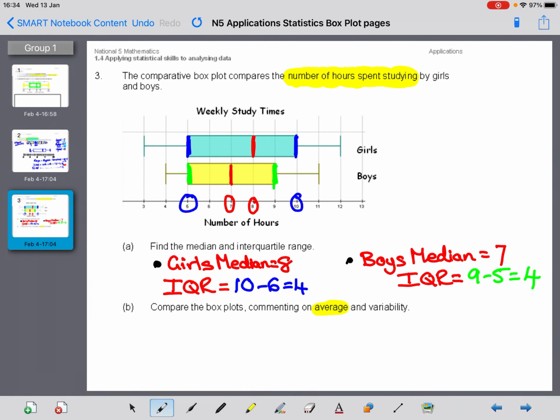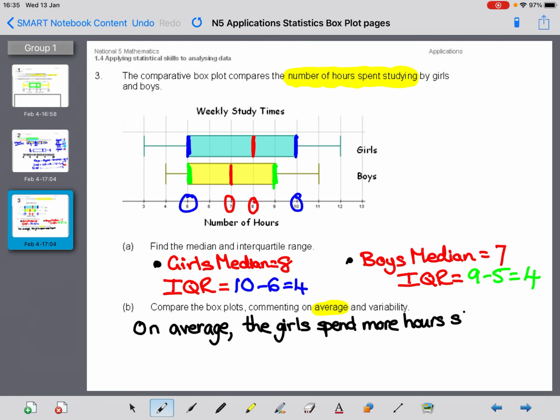So what can we say about the average between the girls and the boys? So on average, that's how I like to start my sentence for this one. On average, the girls spend more hours studying than the boys. Okay, all right.